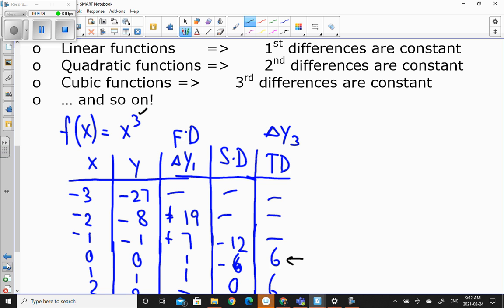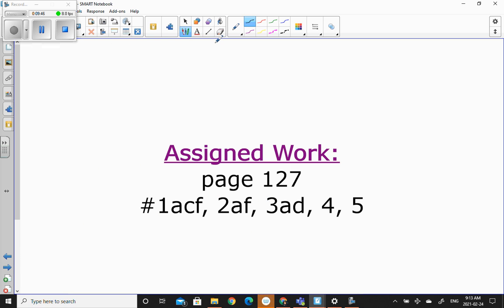Okay, so those are the features and some of the properties of polynomial functions. So we want to just try out some practice questions now.